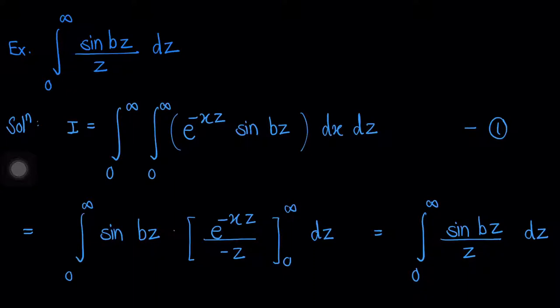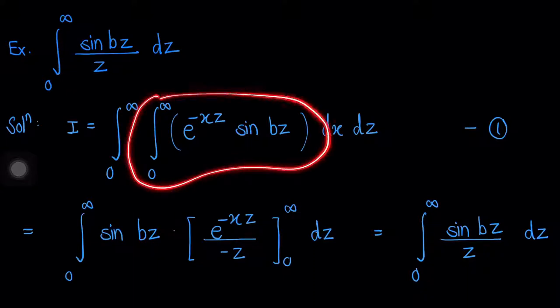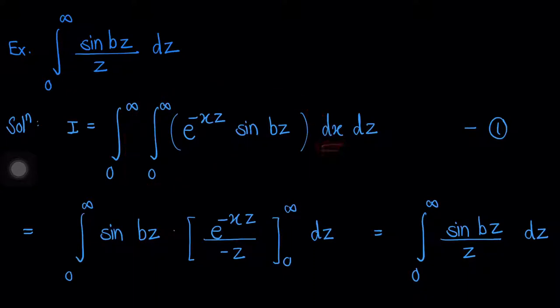Now if we integrate this integrand first with respect to x, then we will have, now here we are going to integrate first with respect to x, so we will consider z as a constant. So we can take this sine bz outside of this integral 0 to infinity. So this sine bz as it is.